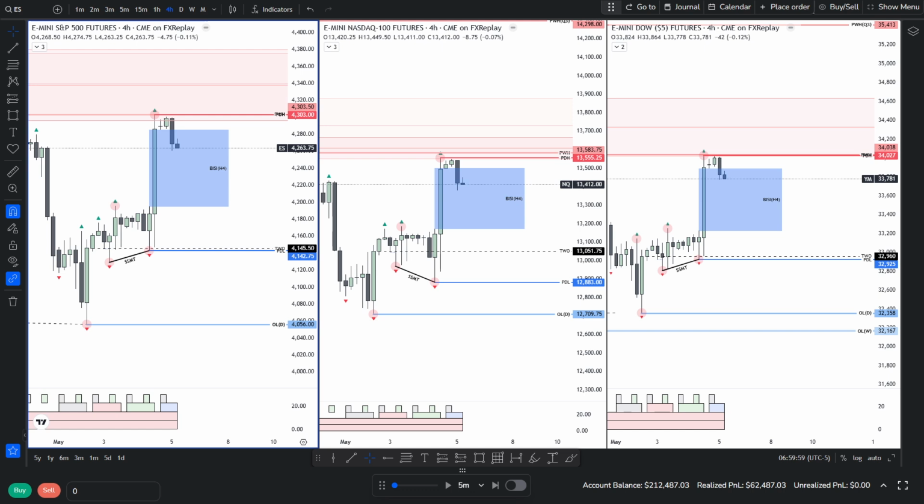Therefore, I will look to identify another cracking correlation to support the next trade idea. So yeah, we're going to go to game plan.